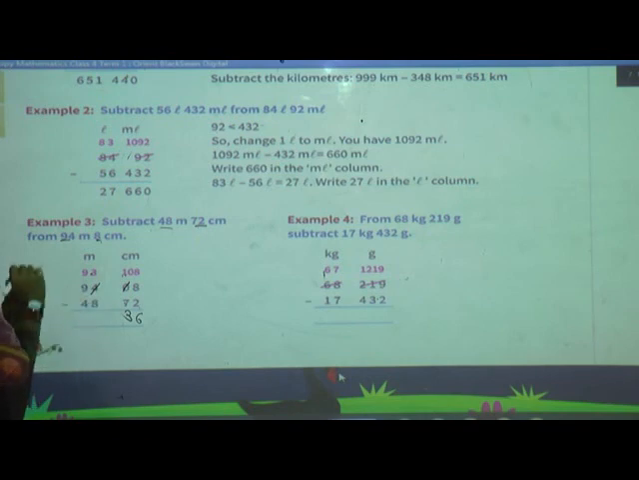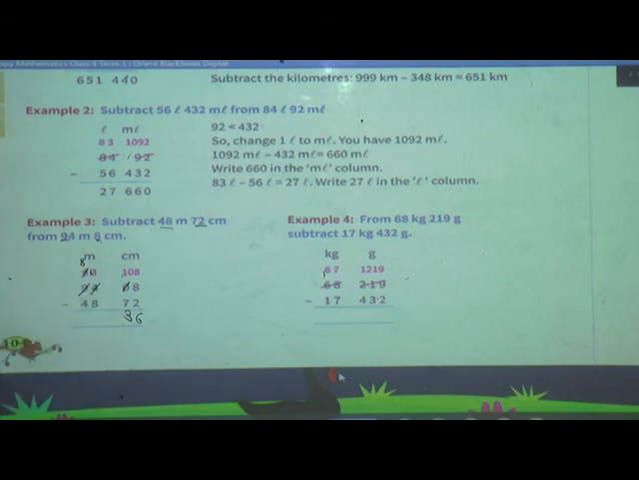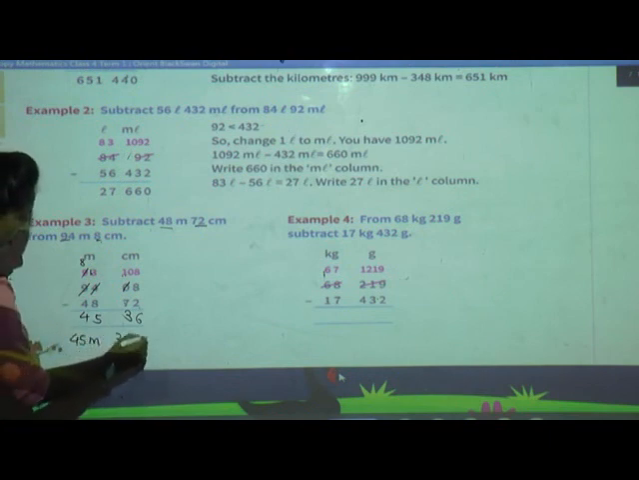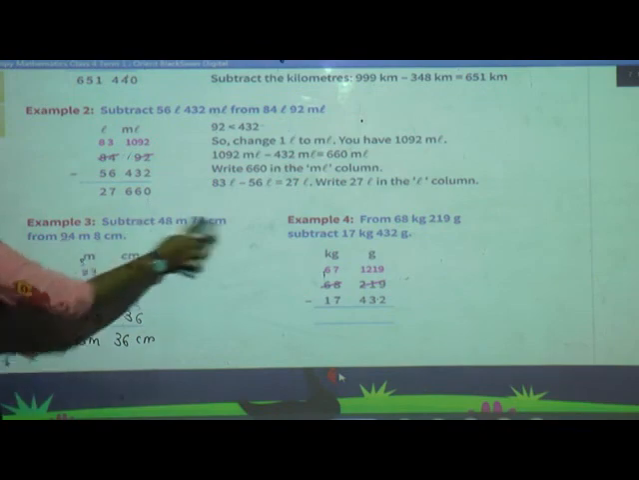Now 3 minus 8, can we? Yes? No, we cannot. So what we have to do? Take borrow from neighbor, neighbor is having 9, he will give 1 and here 8 will remain. Now 13 minus 8, 8 after count till 13, 9, 10, 11, 12, 13. How many? 5. Now 8 minus 4 is 4. So the answer is 45 meter 36 centimeter. Clear? Yes. Now fourth one example you solve by your own.